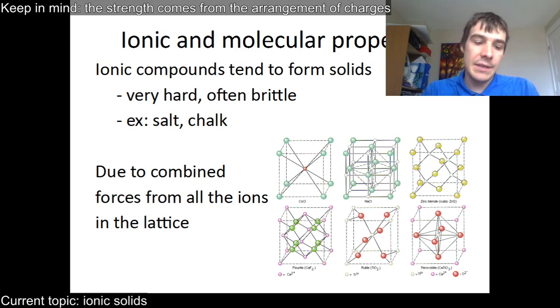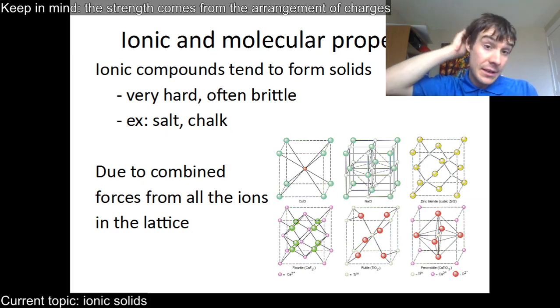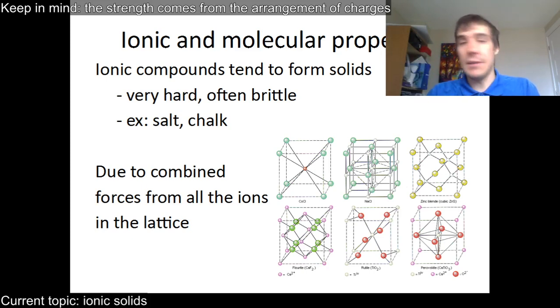So, for example, salt is very, very hard, but if you hit it with a hammer or something, or if you grind it, it'll crack apart very easily. Same thing with chalk. Chalk is also an ionic compound, and it's also quite brittle. The hardness and the brittleness both come from the same thing. It's these forces of the ions in the lattice. It's all ionic. It's all positives and negatives.